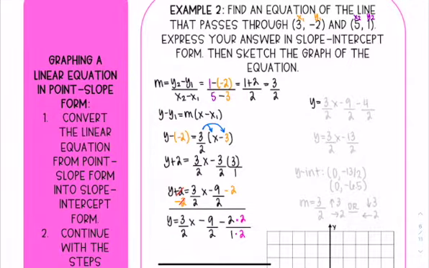So we end up with y equals 3/2 x minus 9/2 minus 4 over 2. But -9 minus 4 is -13. And so we end up with y equals 3/2 x minus 13/2.